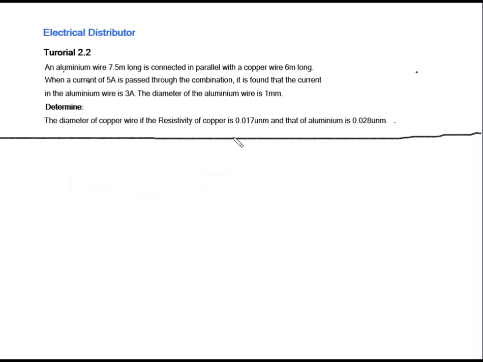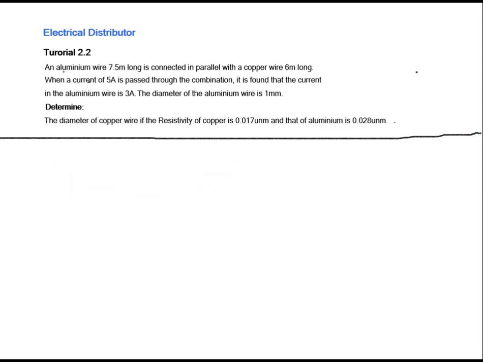If the resistivity of the copper is 0.0117 micronewton meter and that of the aluminum is 0.028 micronewton meter.